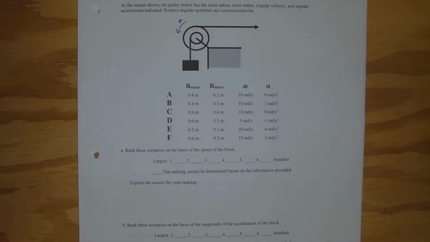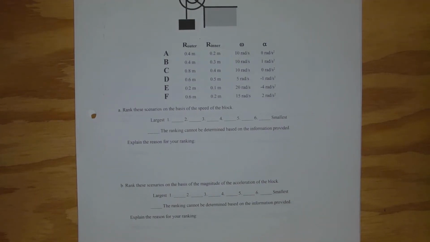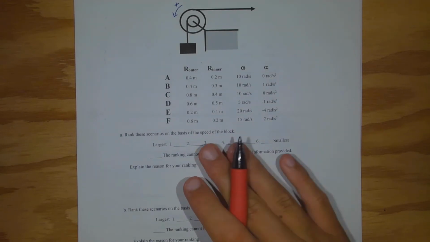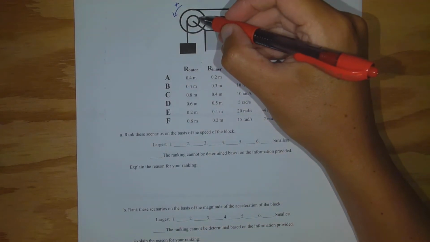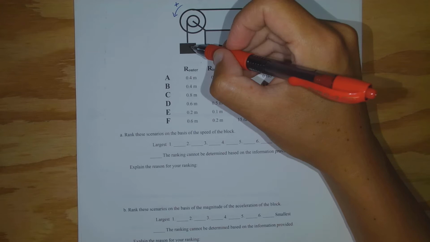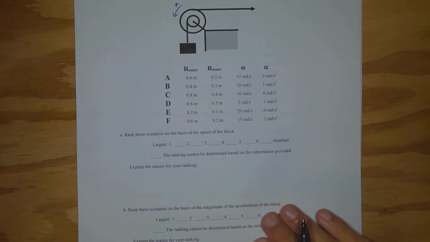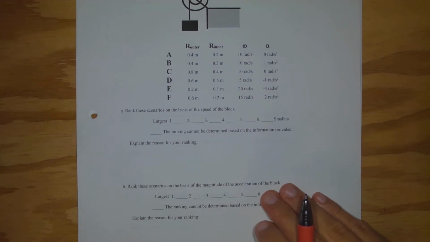In part A, for homework, you are going to rank these scenarios on the basis of the speed of the block. For part B, we are going to rank the scenarios on the basis of the magnitude of the acceleration of the block. So first of all, if you're looking at a point on the pulley, it can have tangential acceleration and it can have radial acceleration, but the block can only accelerate in one dimension. And the acceleration for the block is related to the tangential acceleration of the pulley.